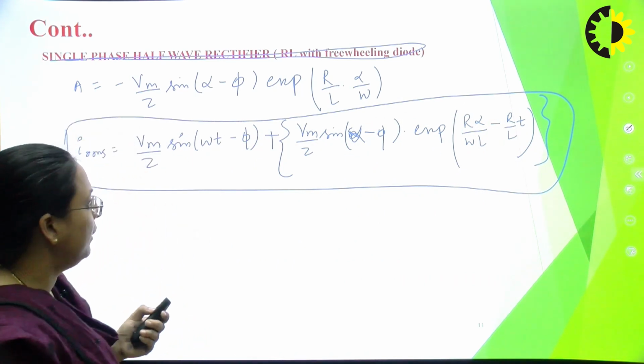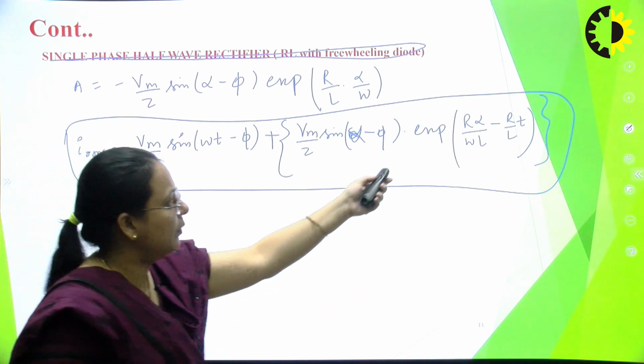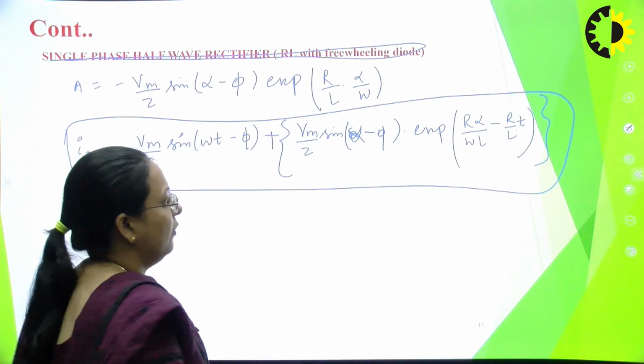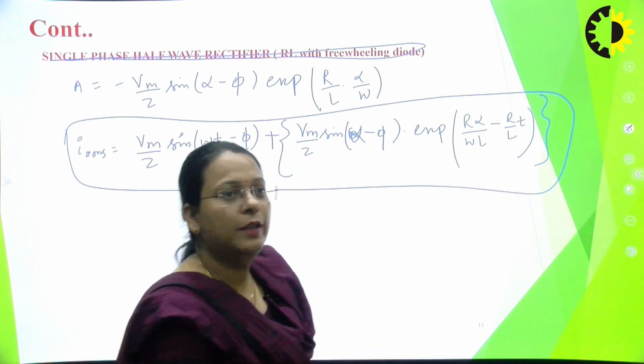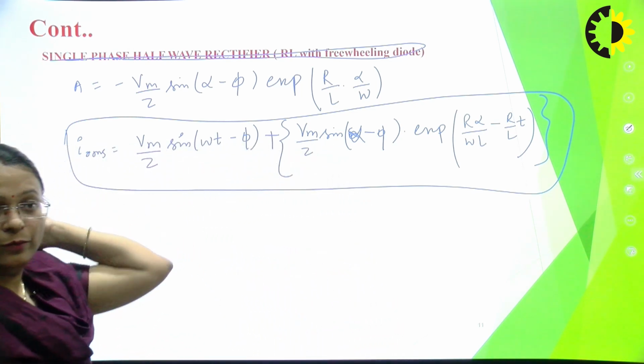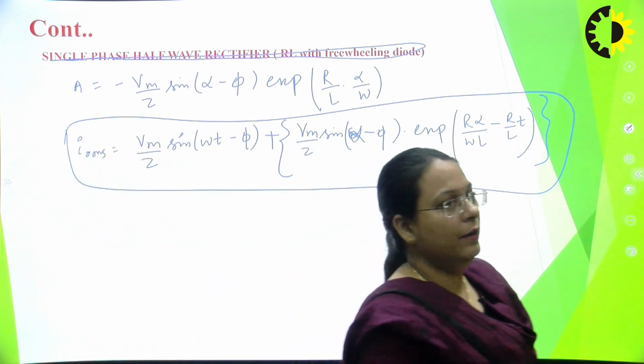Now, you can take R by L as common here, and this will be alpha minus omega, alpha upon omega minus t. So this is the RMS value of the current when the load is RL.